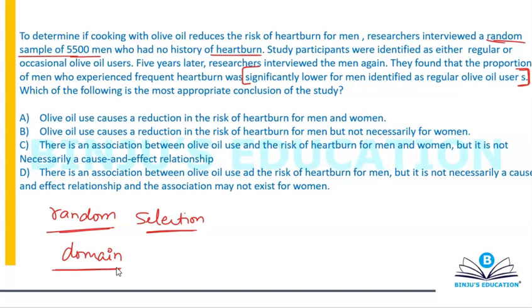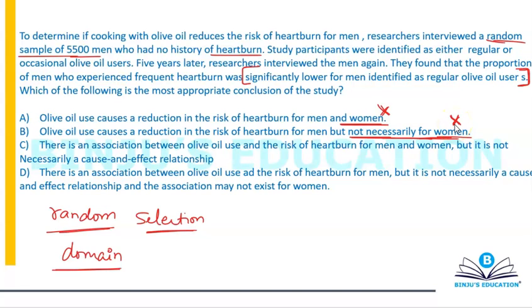Now what is option A? Olive oil use causes a reduction in the risk of heartburn for men and women. Now this is incorrect, because again women is not mentioned anywhere in the statement, so this is incorrect. Option B: olive oil causes a reduction in the risk of heartburn for men but not necessarily for women. Now this is something that again we do not know whether it causes an issue with women or whether it does not. We do not know that, so this is again out.